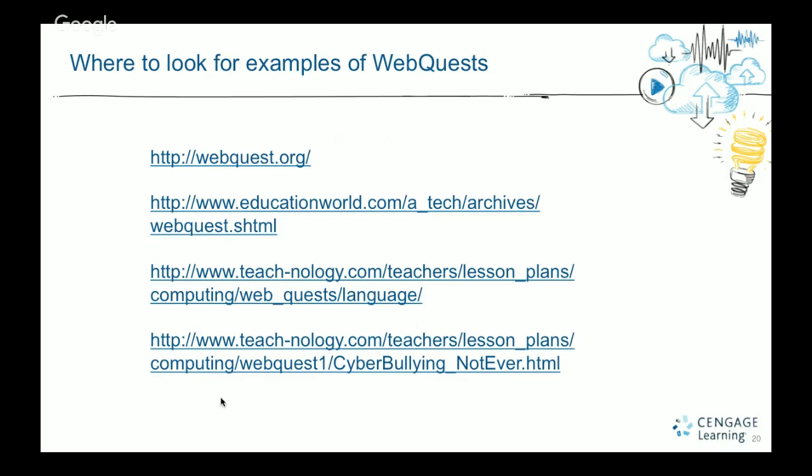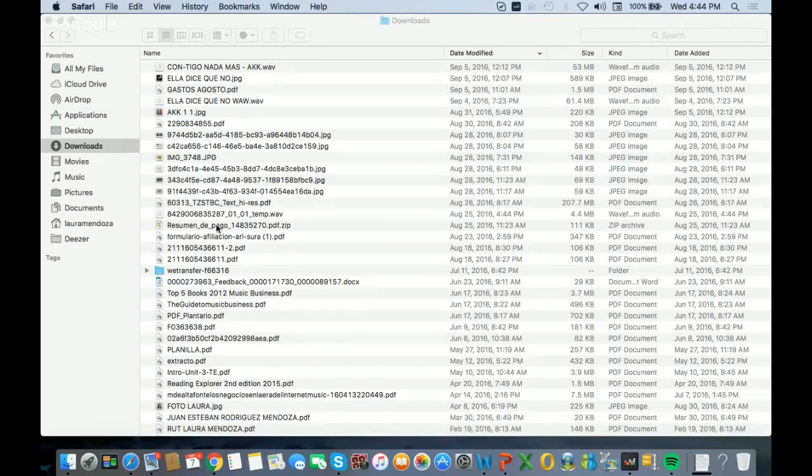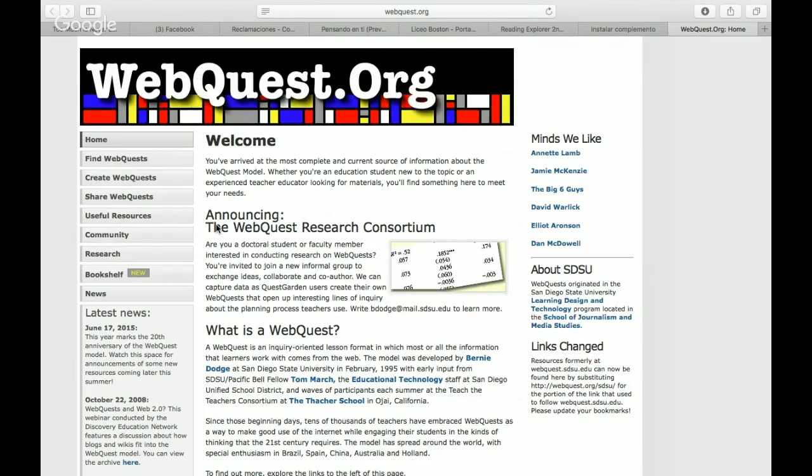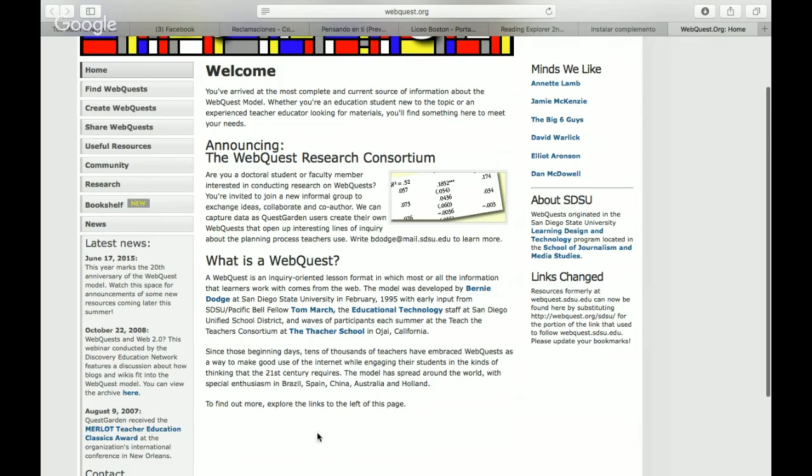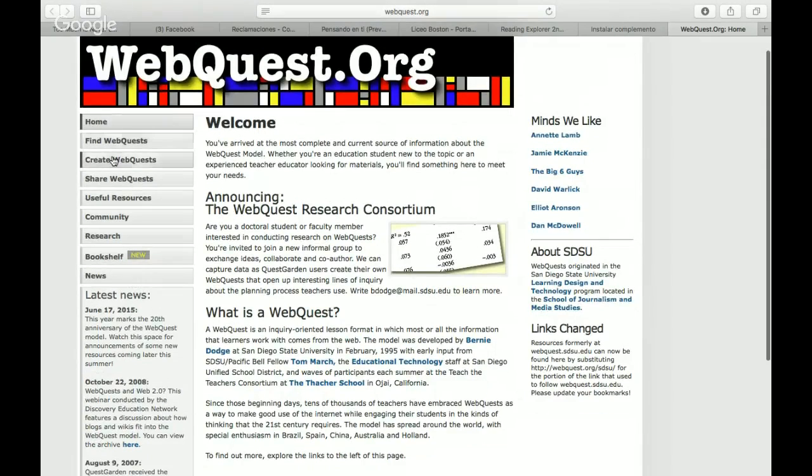So where to look for examples of WebQuests? You can go to webquest.org. Let me click here and show you. So this is webquest.org. This is Bernie Dodge's page. So you have here everything you need to know: find WebQuest, create WebQuest, share WebQuest. Remember, sharing is very important.